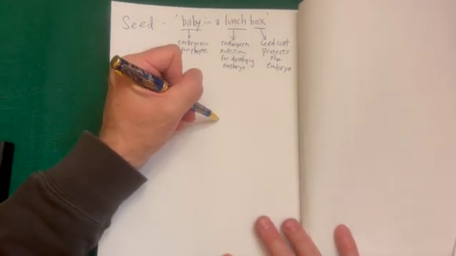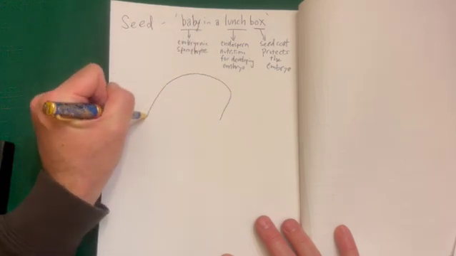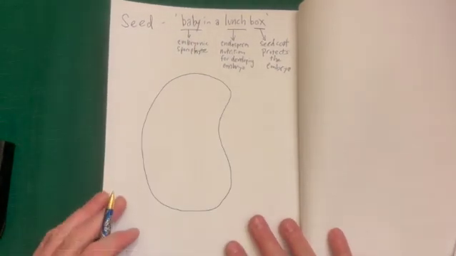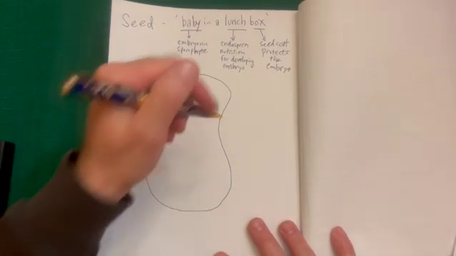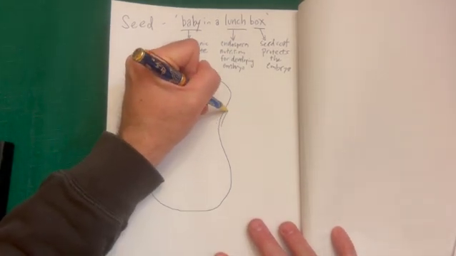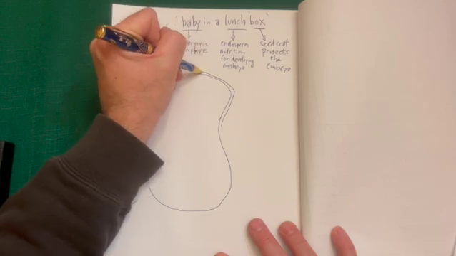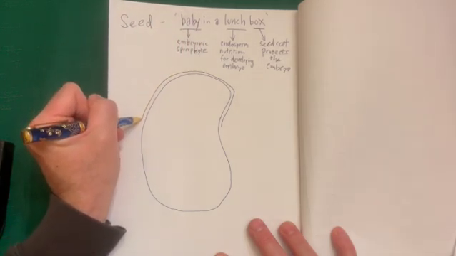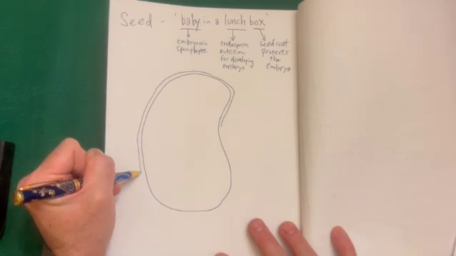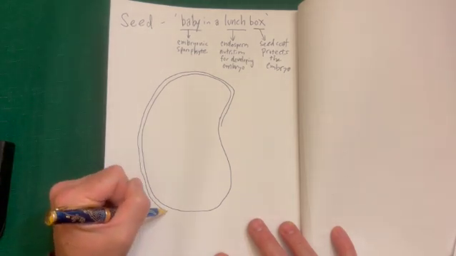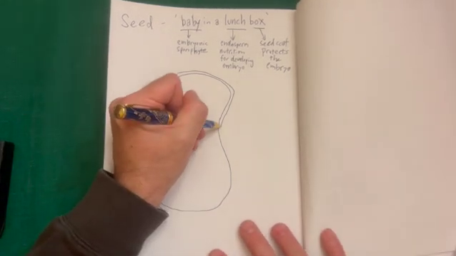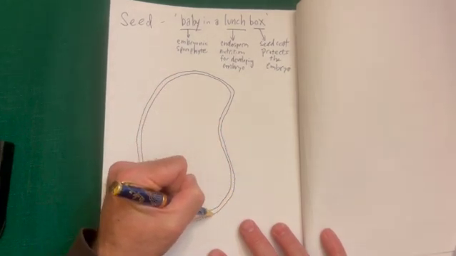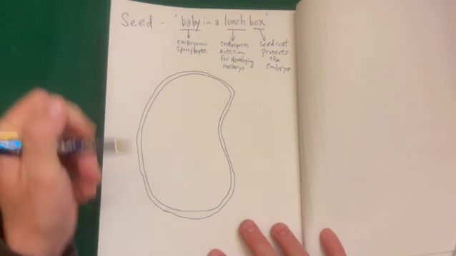All right, so often, the most familiar type of seed we might see is kind of a bean shape. And now we're going to very carefully draw a second, slightly larger bean shape around our first bean shape, being very careful not to cross the lines, because this is going to be our seed coat.